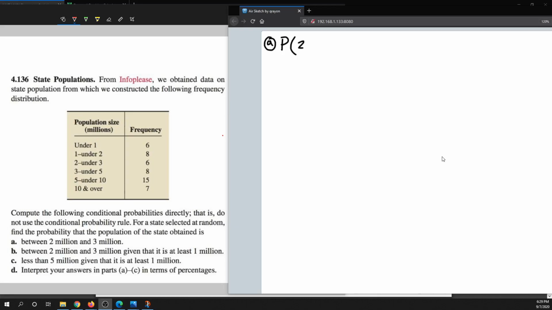All right, so I guess we should do it like that based on the way they have the table. So I'm going to write that out like so. So the population is between 2 and 3 million. So that is not a conditional probability. It's just a straight probability. We will need to add all these numbers up. So let's do that.